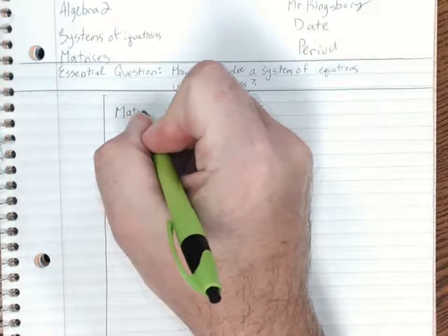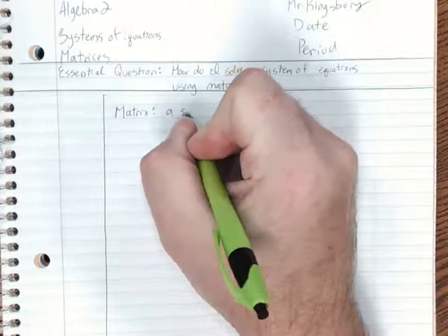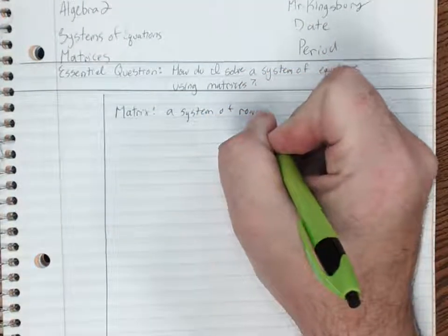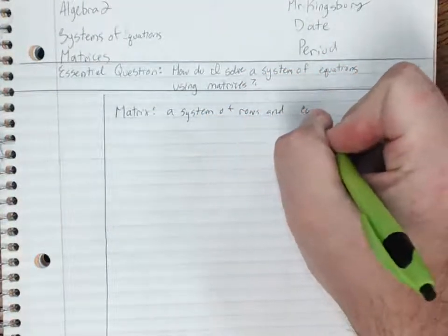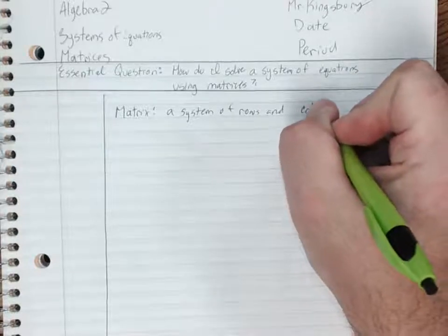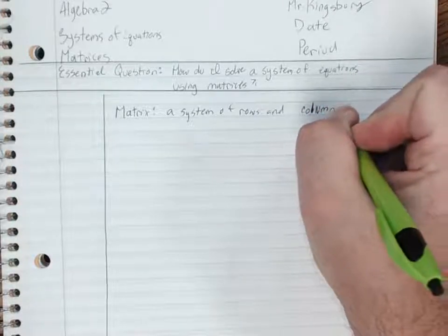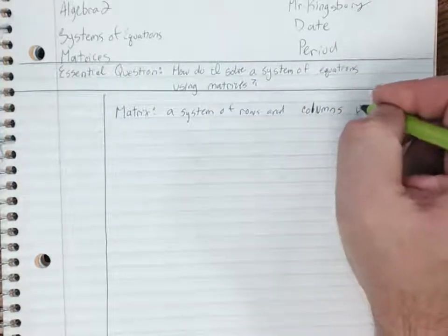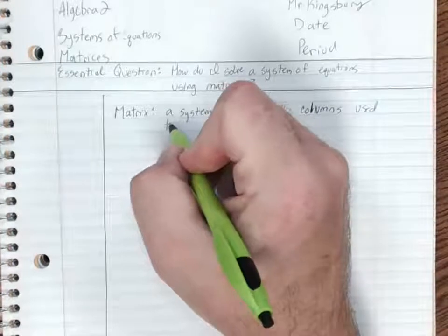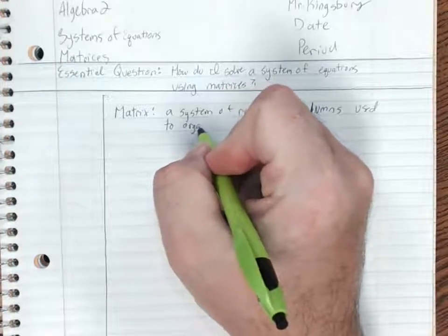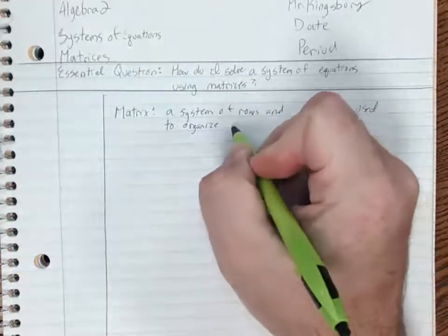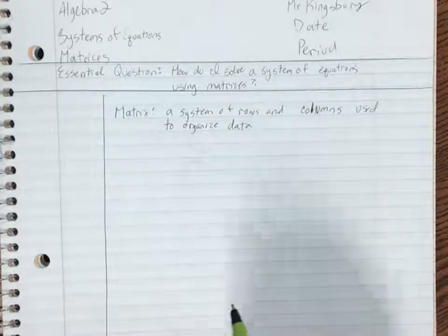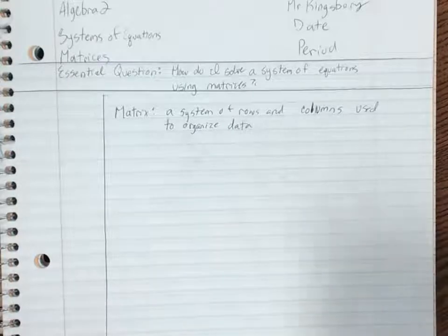So a matrix is a system of rows and columns, COLUMNS. I believe I spelled that correctly. A system of rows and columns used to organize data. Usually the data, well, it could come from anywhere, really.